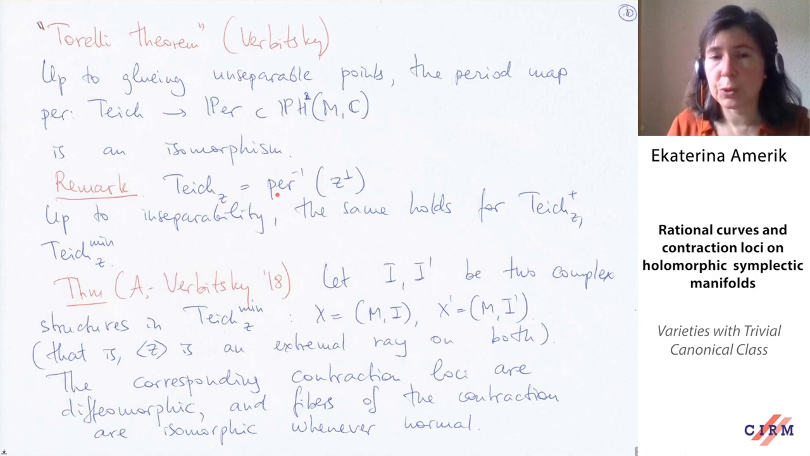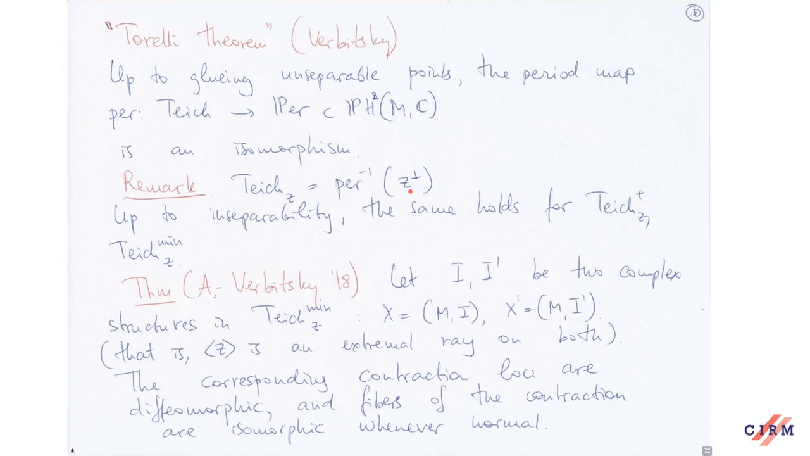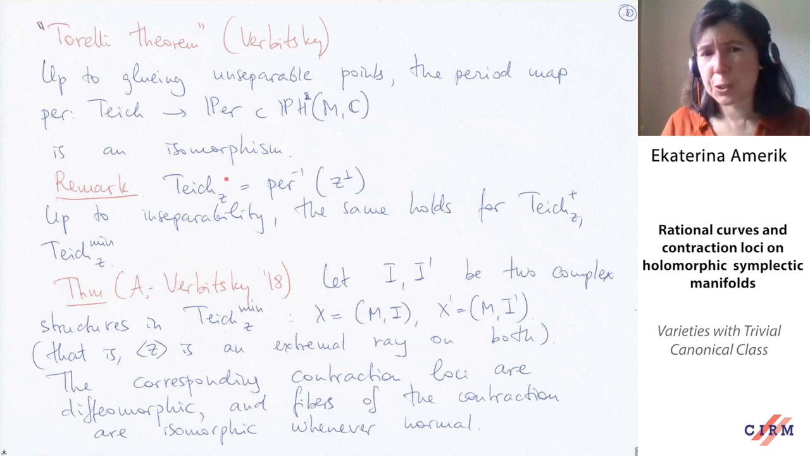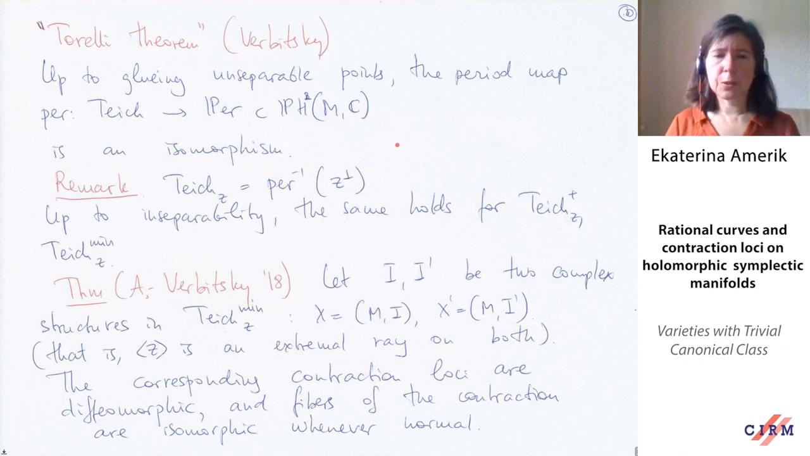Teich Z is, of course, the space where Z remains of type 1-1. This is Z orthogonal. Orthogonal in the sense of the Beauville-Bogomolov form. So here you don't really have Beauville-Bogomolov form on the projectivization, but it does make sense to speak about the orthogonal. So this is the inverse image of Z orthogonal, which I will just write Z orthogonal in Teich. I will omit this period minus one most of the time.